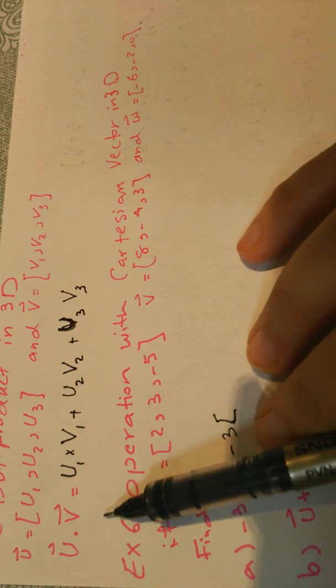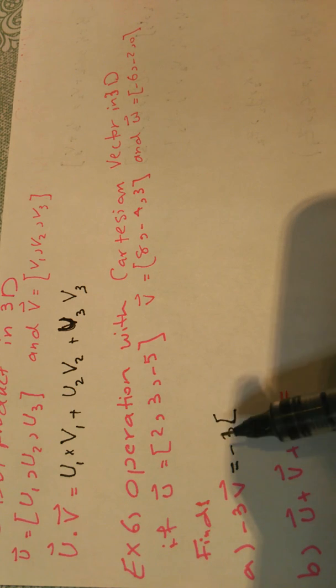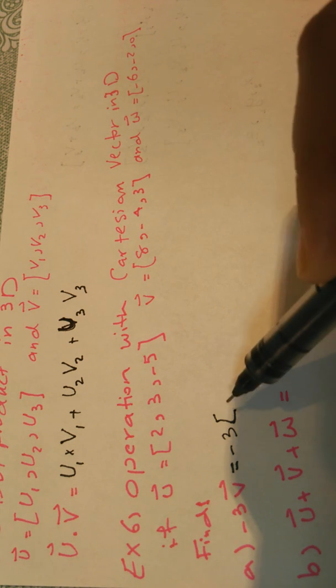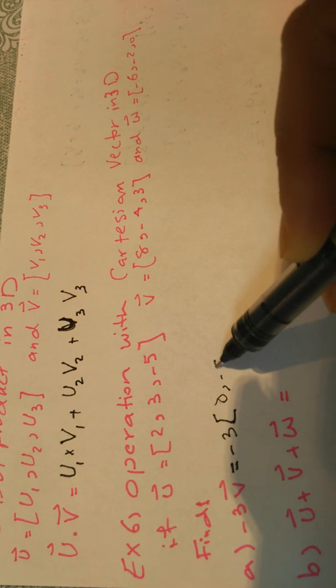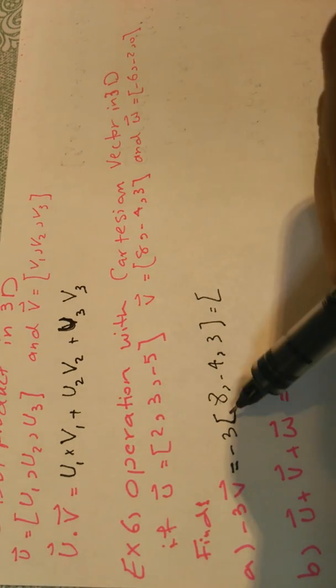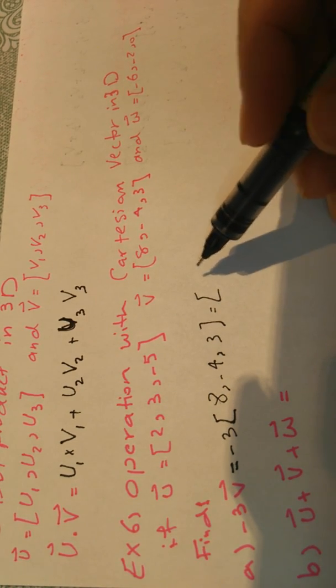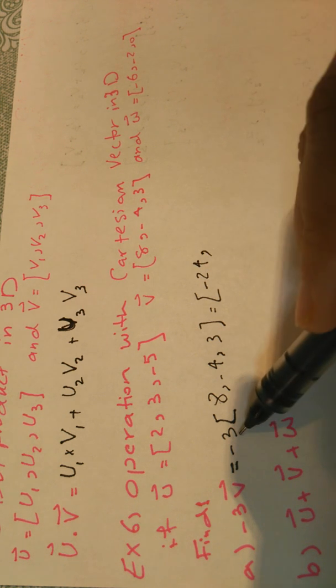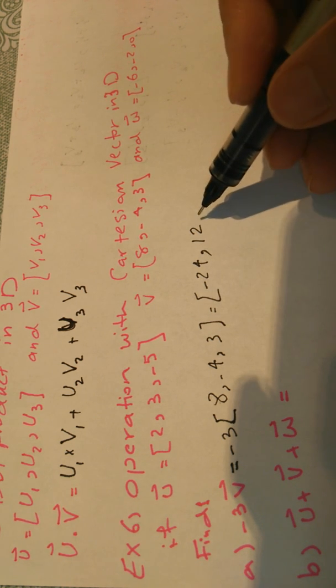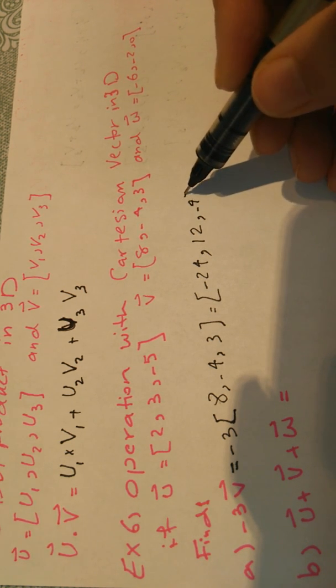Okay, the dot product between the two vectors I did show you. Now I have three vectors u, v, and w. We want to do the operations on them. Negative 3v means simply multiply that negative 3 by v. V is 8, negative 4, and 3. So negative 3 gonna be multiplied by each of this. Negative 3 multiplied by 8 is negative 24. Negative 3 multiplied by negative 4 is positive 12. Negative 3 multiplied by 3 is negative 9.